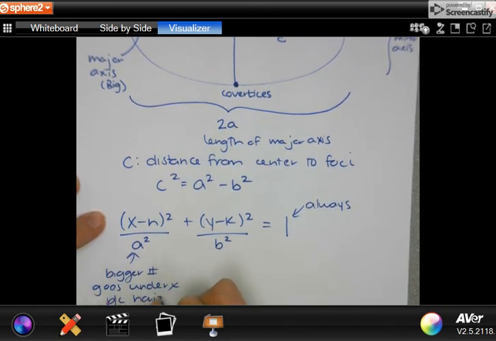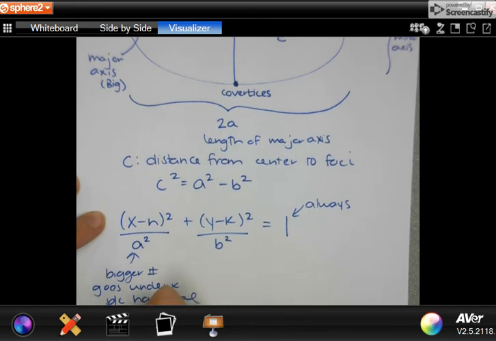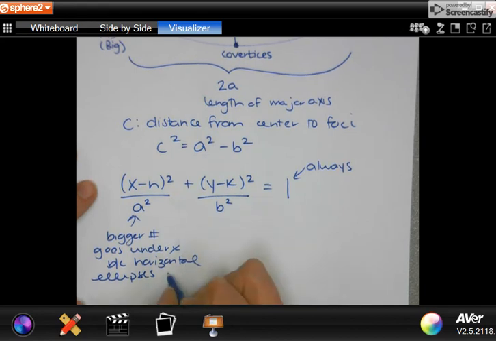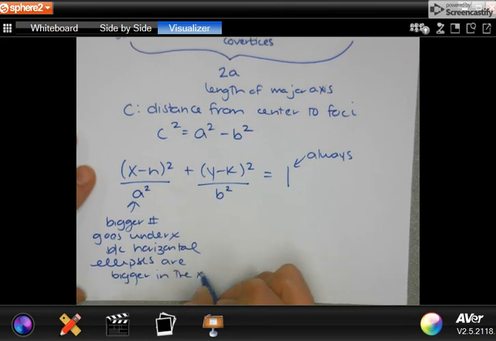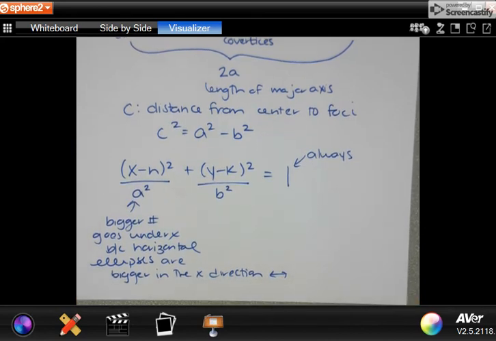because horizontal ellipses are bigger in the x direction, which is left and right. So that's how I would remember the standard form for a horizontal ellipse.